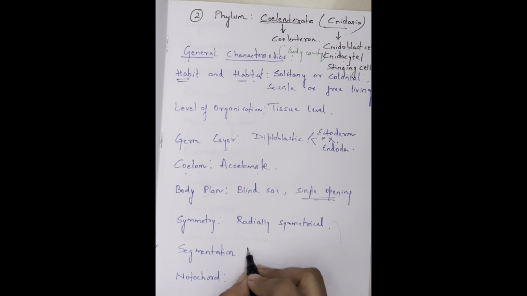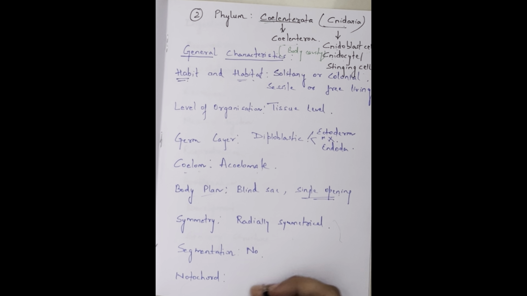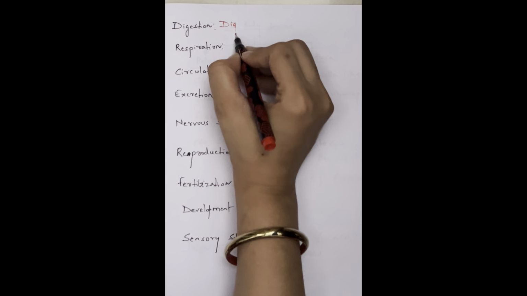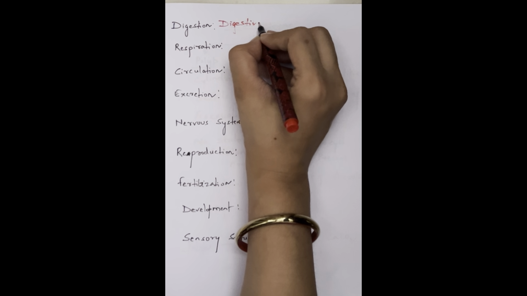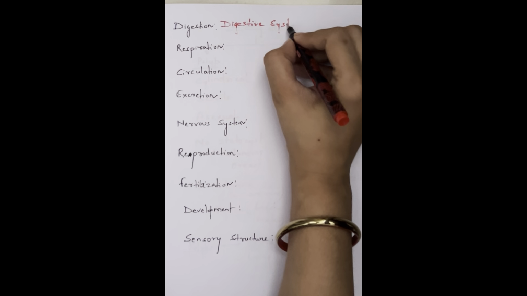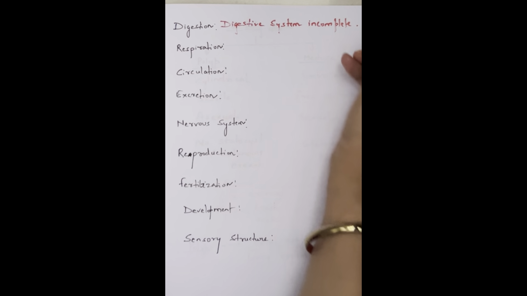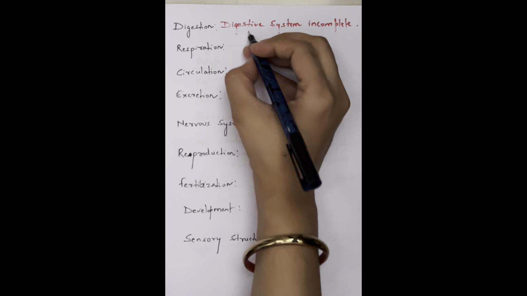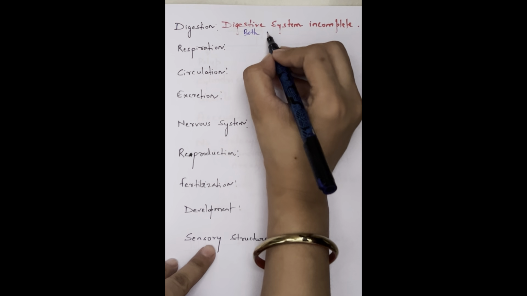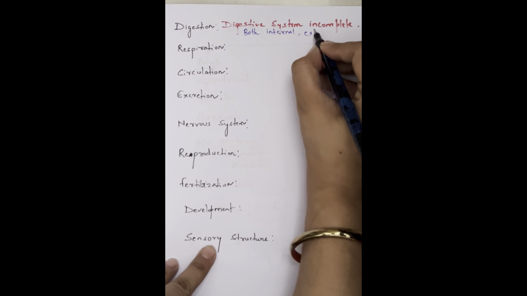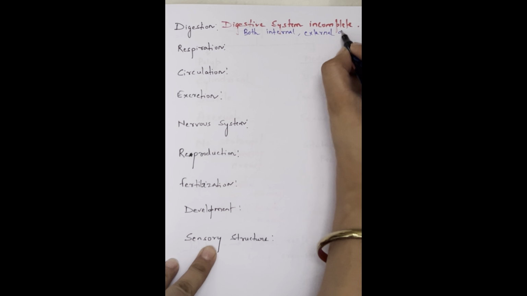Now segmentation: they have no segmentation. Notochord: there is no notochord present in them. Now digestion. Like I told you before, a proper digestive system is absent in them, so digestion is incomplete. But you will find the digestion can occur inside the cell or outside the cell. The digestion can be intracellular, it can be extracellular. So it can be both. Internal and external fertilization, you can see both types.